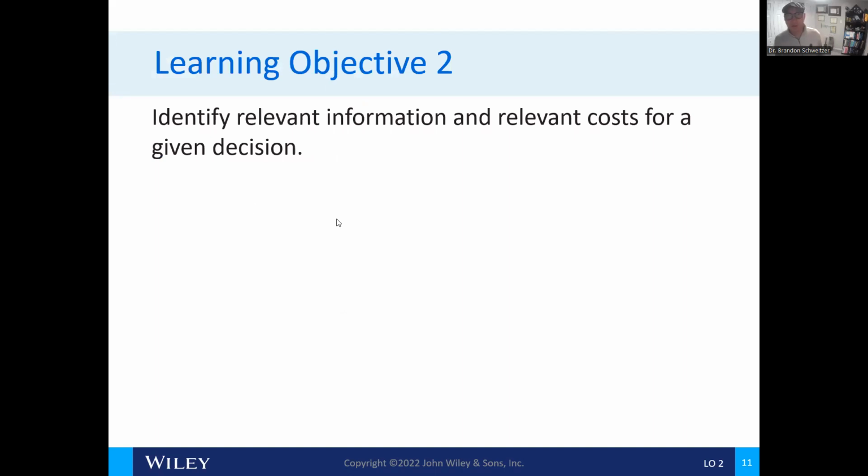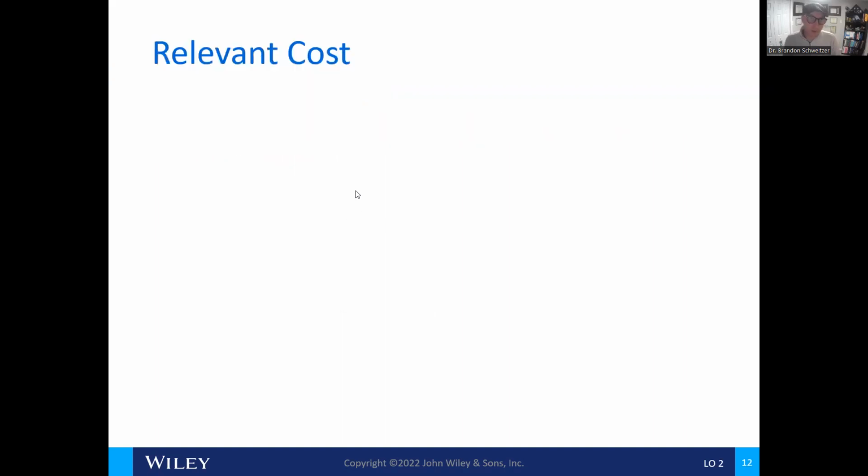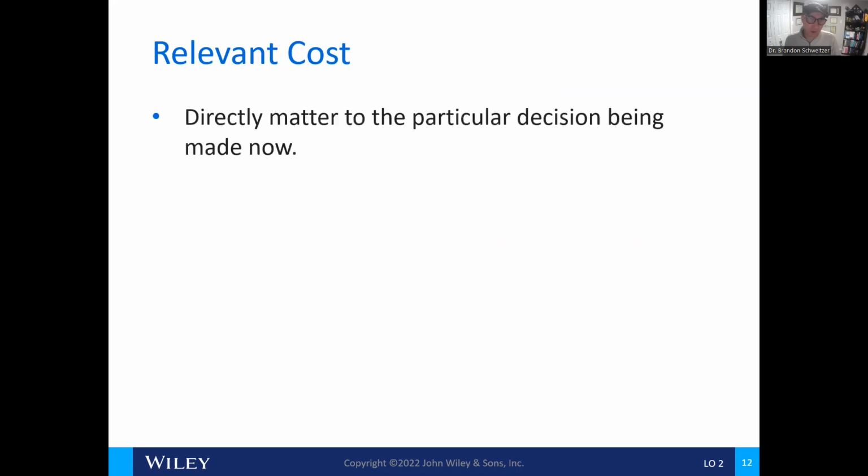So let's look at the relevant information and relevant costs given a decision. First, of course, the relevant cost. Relevant cost is directly related to a particular decision being made now.